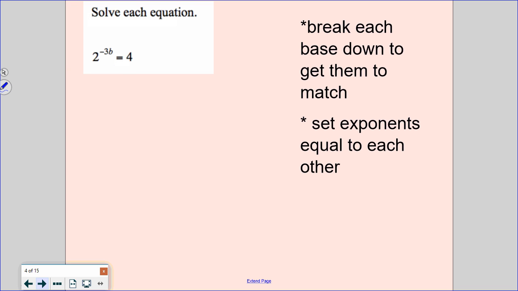Okay, up here, please. Are they the same base? No. Can I rewrite 4 somehow as a power of 2?